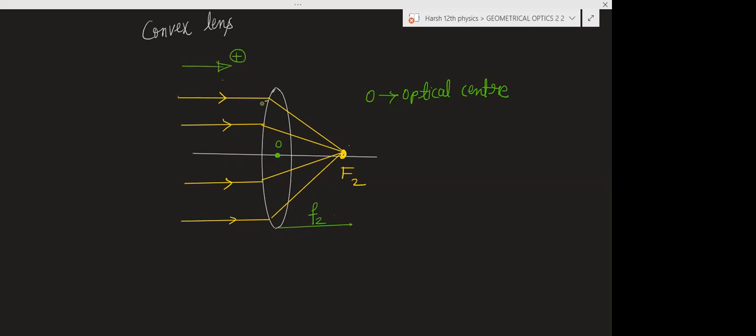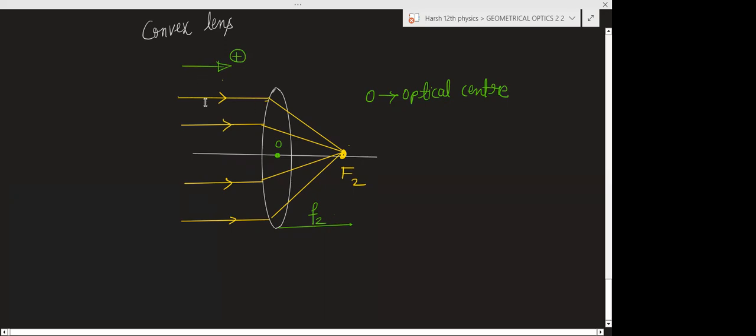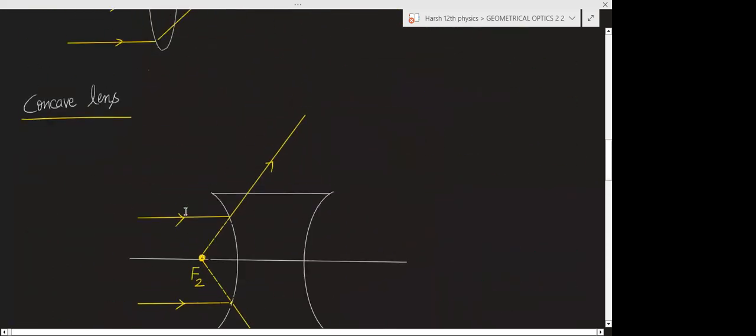So this F2 will be positive or negative? I told you, the positive direction for measuring distance is the direction of incident light. All the distances we measure from the optical center. If I am calculating this F2, will I take it positive or negative? Positive, because I am measuring F2 from the optical center to F2. That will be positive.